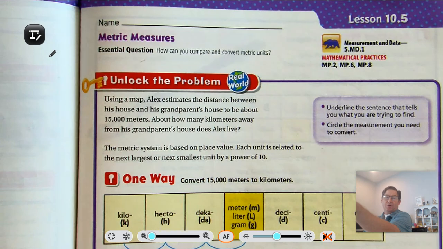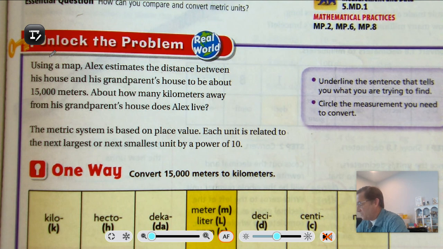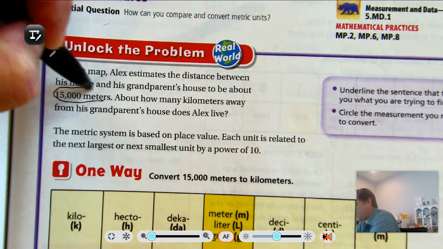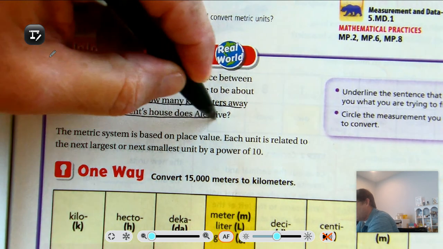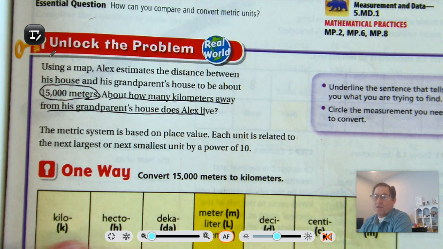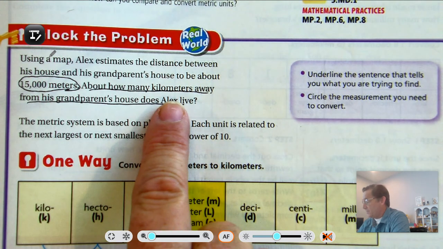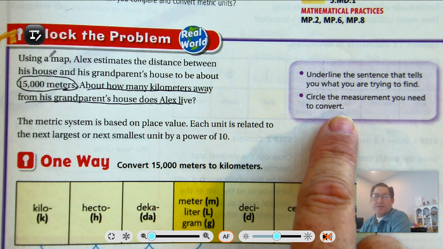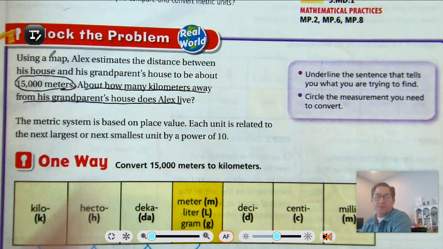So let's look at the unlock the problem. Using a map, Alex estimates the distance between his house and his grandparents' house to be about 15,000 meters. About how many kilometers away from his grandparents' house does Alex live? Underline the sentence that tells you what you're trying to find. So we did that. And circle the measurement you need to convert. We need to change from 15,000 meters into kilometers.